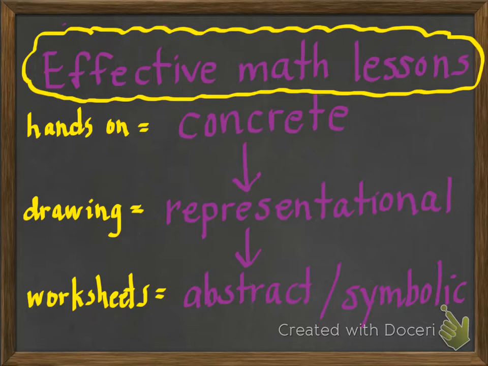Then you're going to be moving towards drawing or charting activities, something that is a combination of hands-on and drawing what they've worked with hands-on. And then finally you'll move to the worksheets or the abstract symbolic. When you're working at a worksheet or abstract symbolic level, that's almost pure numbers. You're not doing a lot with the concrete or with drawings.